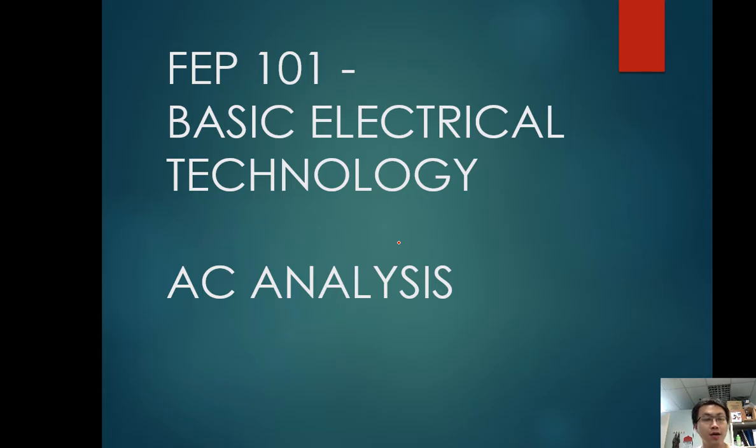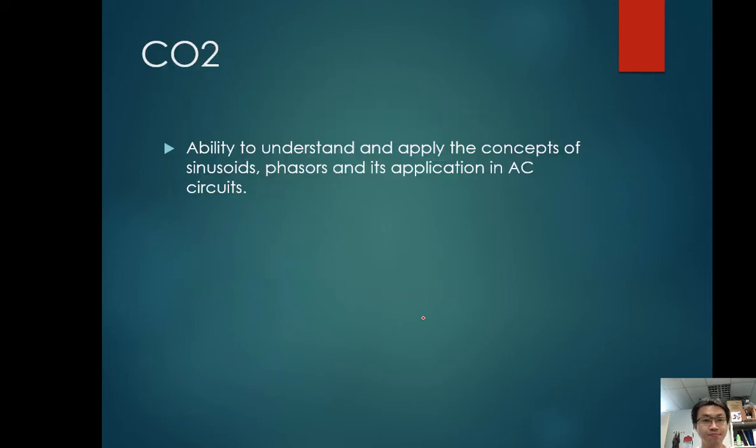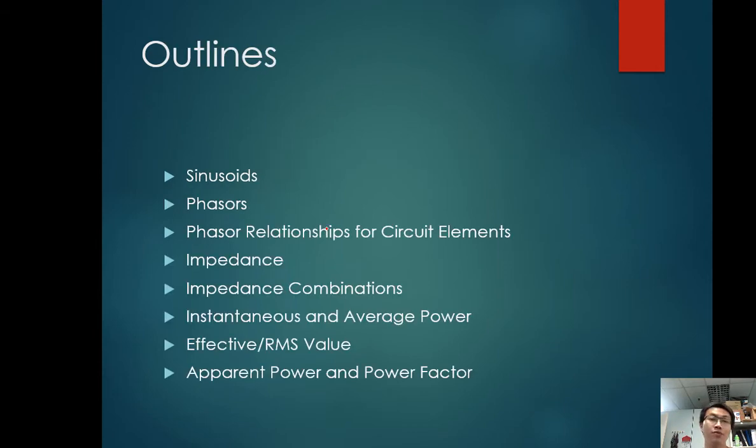Good day. Today we will talk about AC analysis, chapter 3. We should be able to understand and apply the concept of a sinusoid, phasor, and its application in the AC circuit. So the outline is we will talk about the sinusoidal, the phasor relationship for circuit elements, impedance, impedance combination, instantaneous and average power, effective RMS value, apparent power, and power factor.